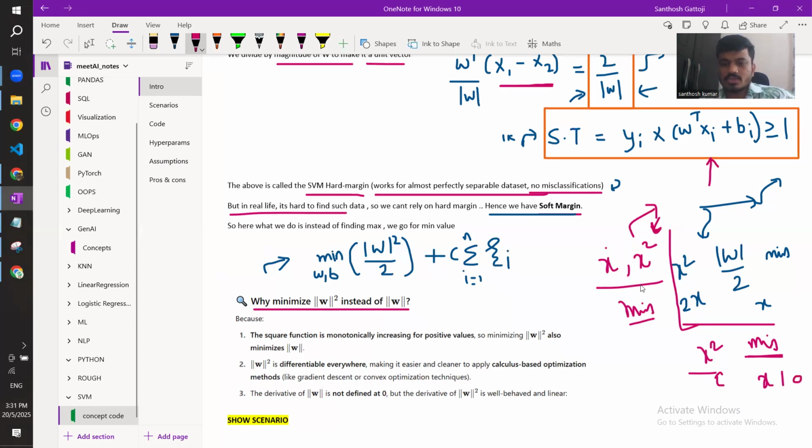That's why usually, I also got this doubt actually, so I googled. Here it is saying the square function, w square, is differentiable everywhere, making it easier and cleaner to apply calculus-based optimization. Because the derivative of w is not defined at 0, it seems. So for the mod function derivative, if you see, you will get something like this. At 0 it will be undefined, but for the square function it will be like this.